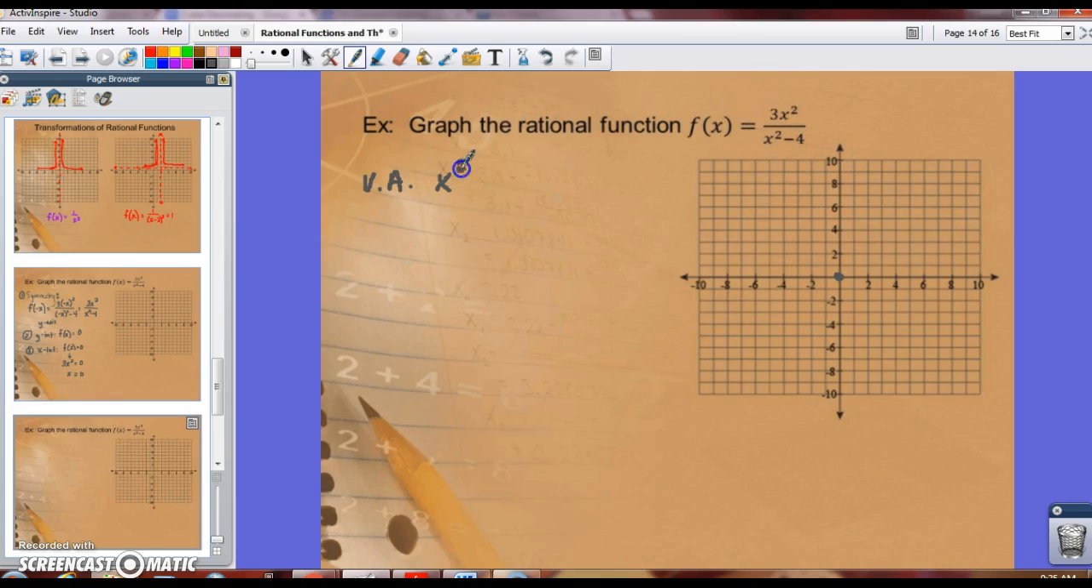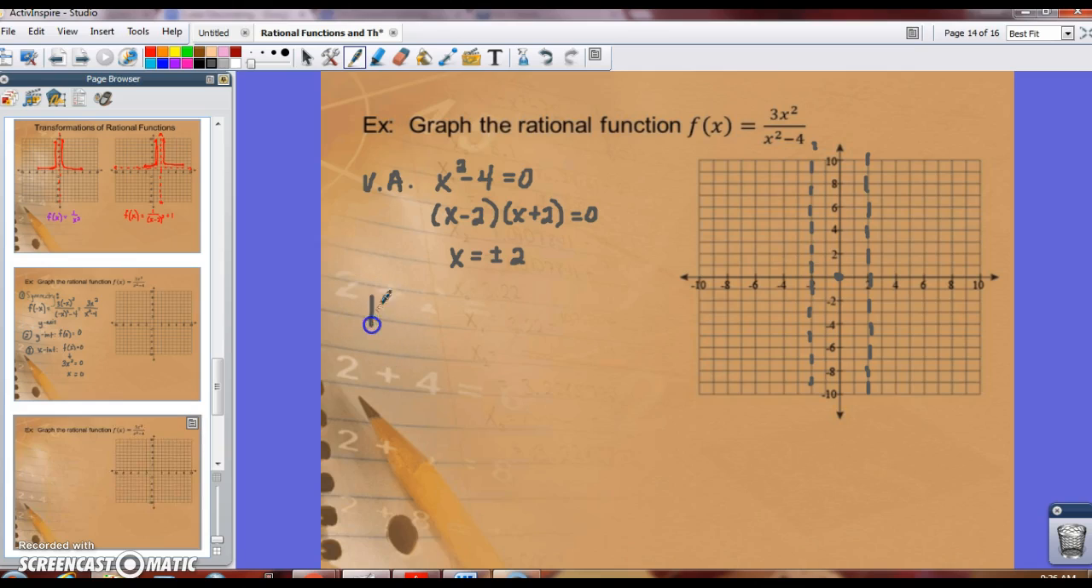So I'm just going to take that denominator and set it equal to 0. This should be pretty straightforward. x minus 2 and x plus 2. So you know that at x equals plus or minus 2, you are going to have vertical asymptotes. So let me go ahead and put those in. I'm trying to find a better color that works on this screen, but we'll leave this for now. Those are our vertical asymptotes.